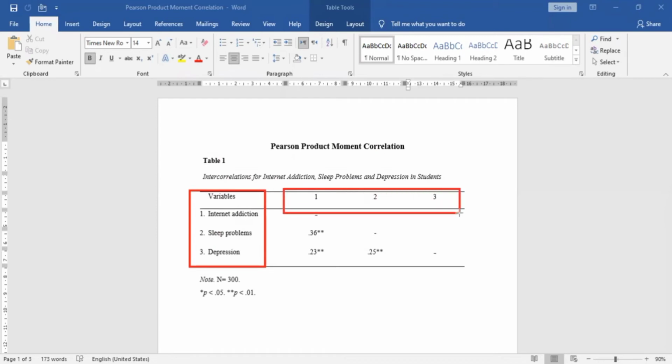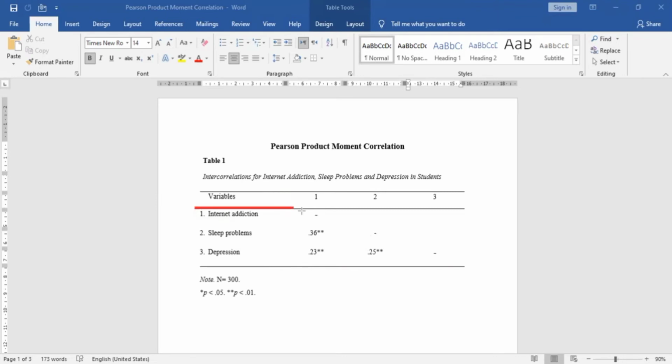And we will also make three columns on the right side. You can write as many variables as you have in your research. We have three variables in this research, so we will write three variables and then we will make three columns on the right side. After that, we will write the findings.